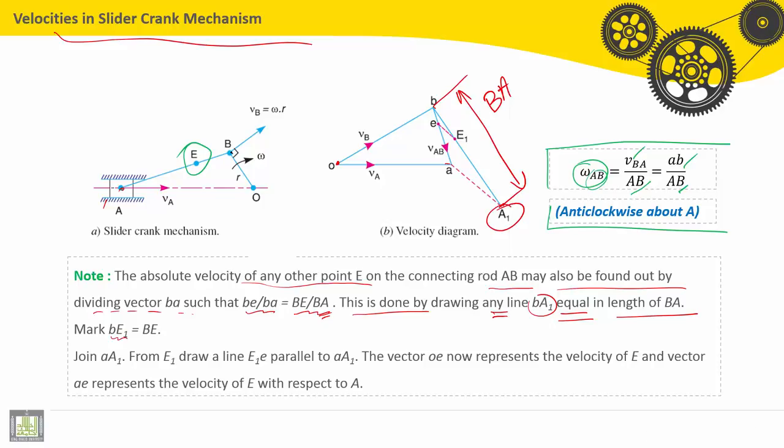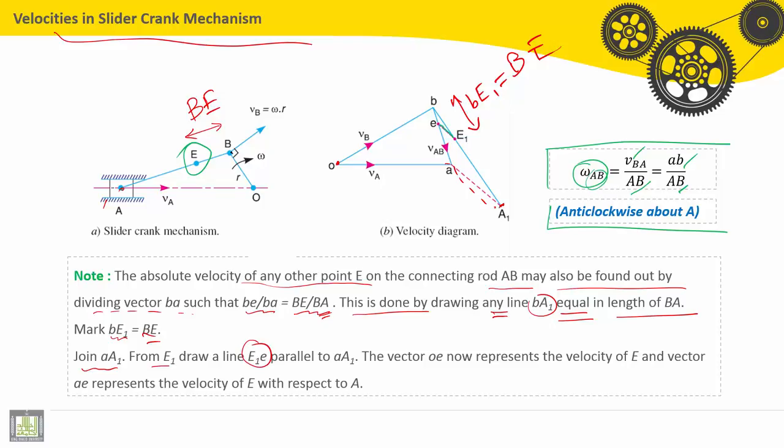Mark BE1 here, BE1 equal to BE distance. Okay? Here BE1 equal to BE. Join A, A1 by this line. From E1, draw a line E1E, E, E1, this line, which is parallel to A, A1.